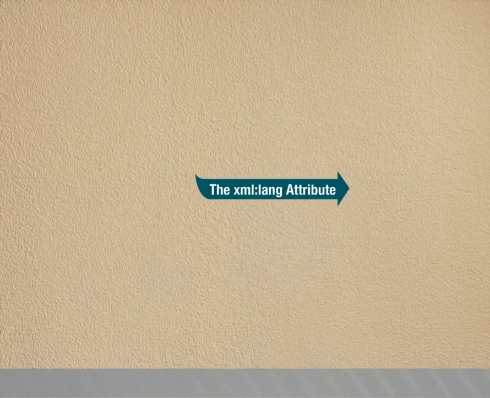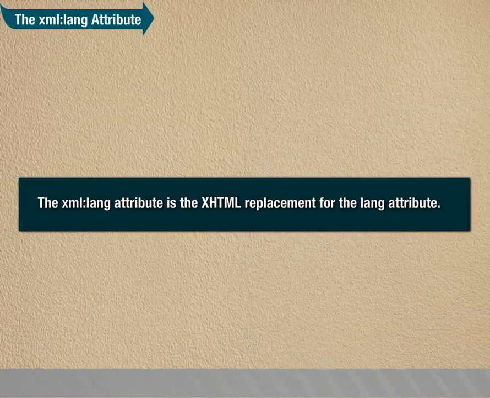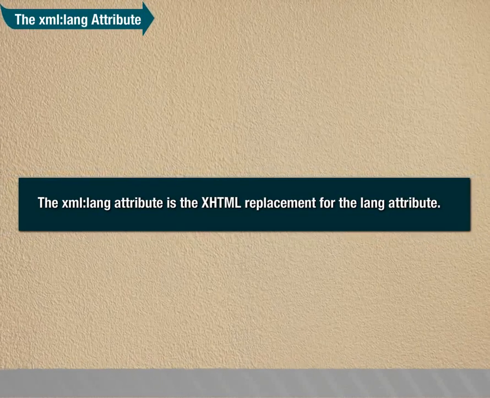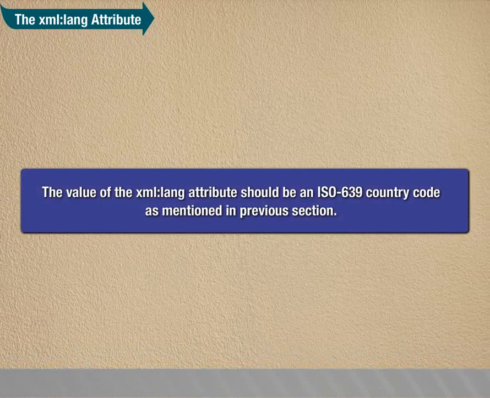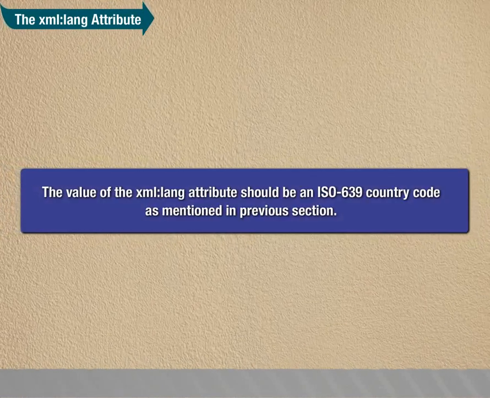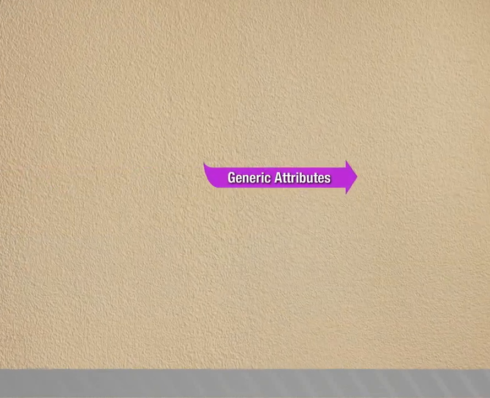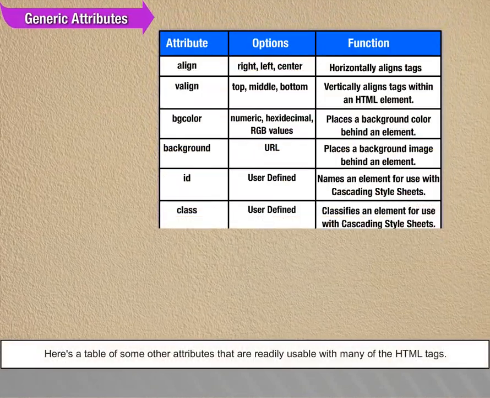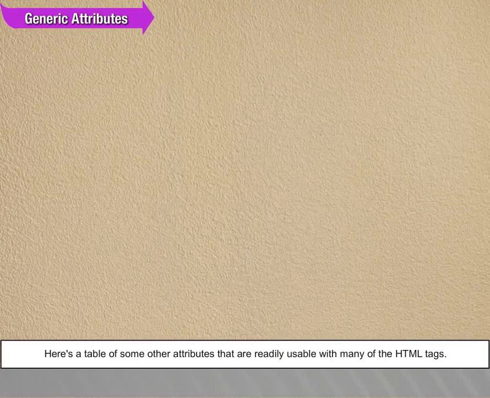The xml:lang attribute. The xml:lang attribute is the XHTML replacement for the lang attribute. The value of the xml:lang attribute should be an ISO 639 country code as mentioned in the previous section. Generic attributes. Here is a table of some other attributes that are readily usable with many of the HTML tags.